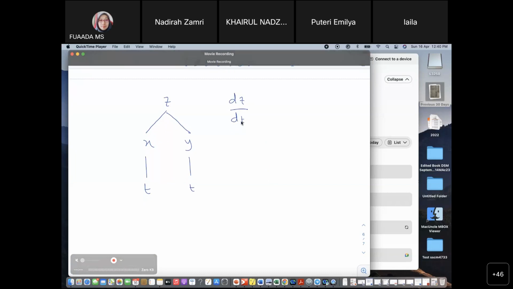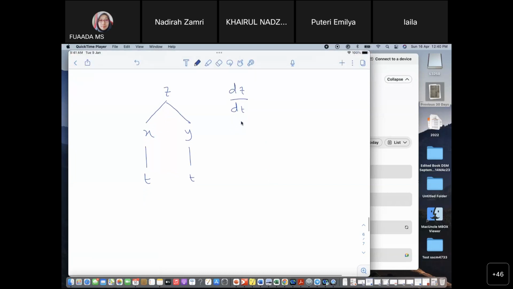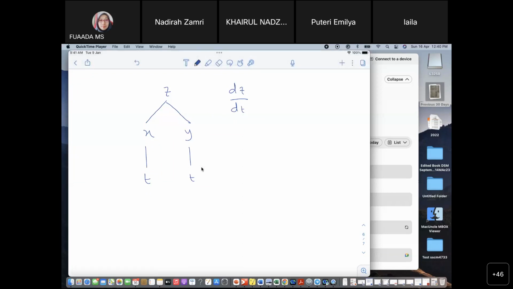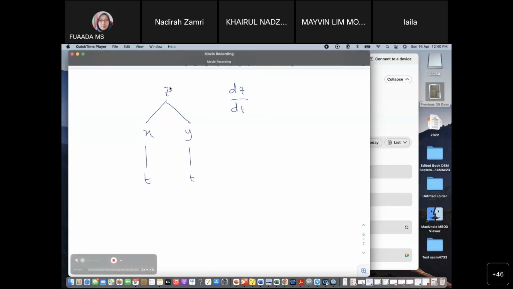Why is it wrong? That is because, okay, anyone want to answer, kenapa kita guna D for this case? Why we don't use del for only dz over dt? Kenapa saya tak guna del Z over del T? What do you think? Kenapa you tak guna? Awak rasa kenapa? Because yang guna T tu only one variable. Yeah, that's correct.